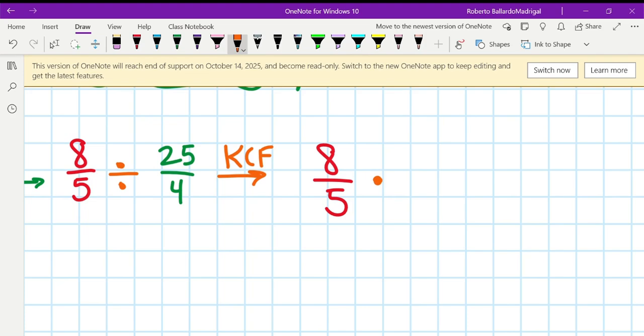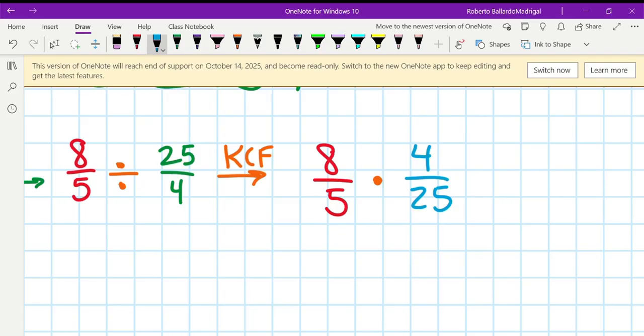And what's going to happen with 25 over 4? It's going to flip. It's going to become 4 over 25. Okay? 4 over 25.